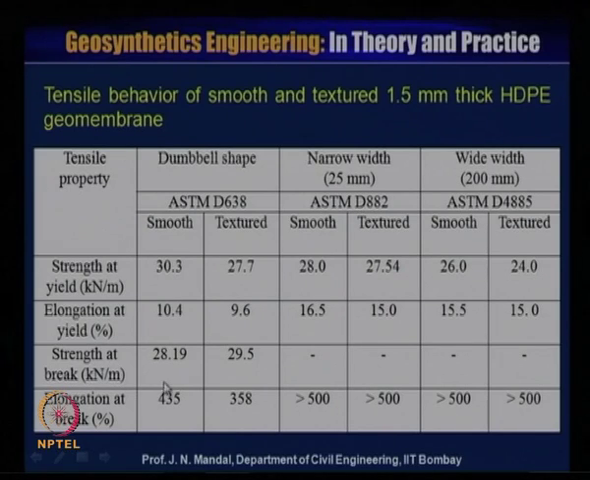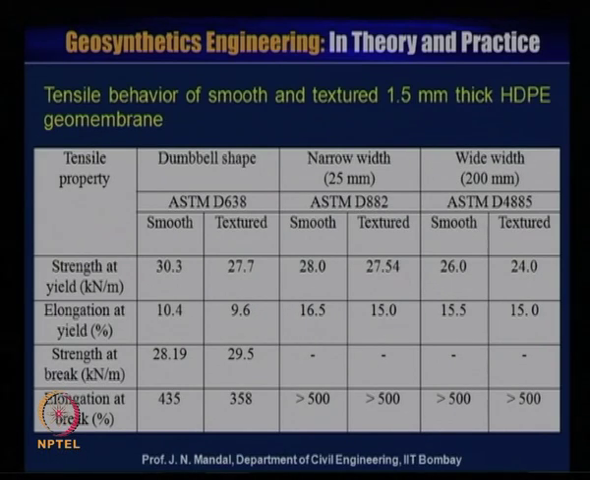And strength at break as per ASTM D638 is 28.19 kilonewton per meter and 29.5 kilonewton per meter. But elongation at break is 435, 358, and it is all greater than 500 percent. So you can see how the strain value is increasing. This also has some beneficial effect for the use of this kind of geomembrane.